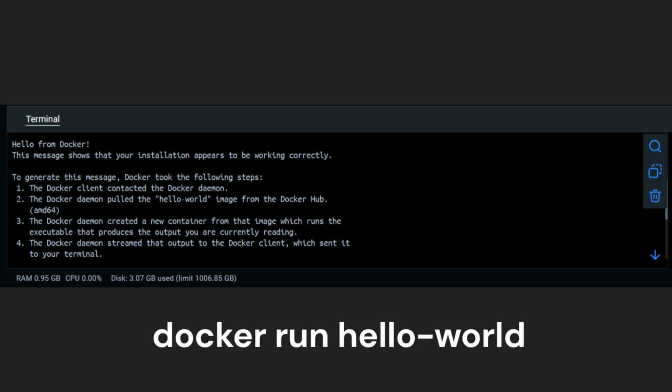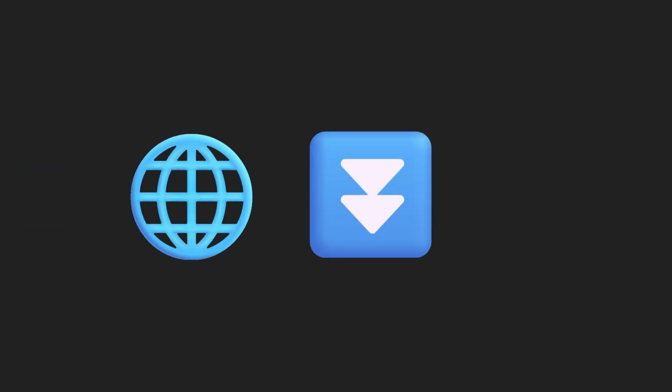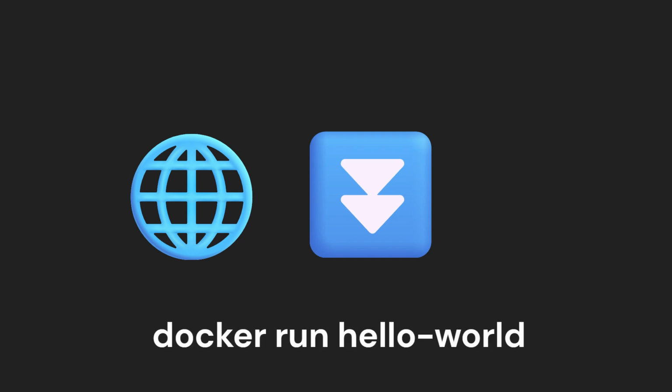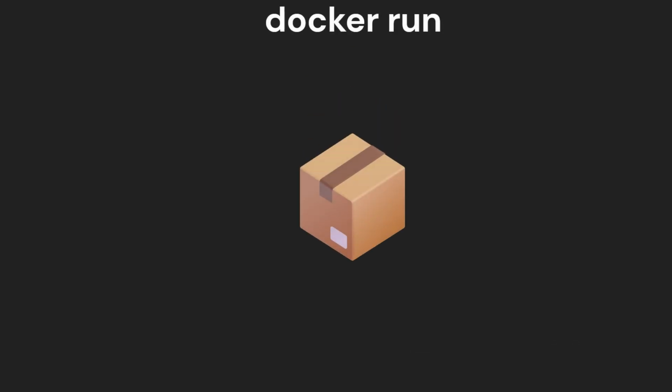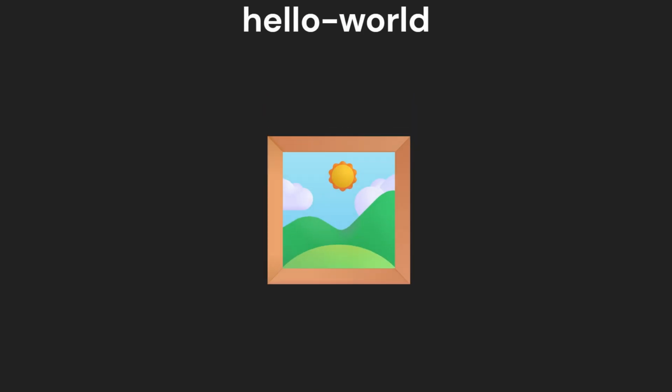Think about that for a second. You downloaded software from the internet, created an isolated environment, and ran it with one command. Let's understand what happened. The command docker run hello-world has two parts. docker run creates and starts a new container, and hello-world is the image we want to use. Docker does the rest automatically.